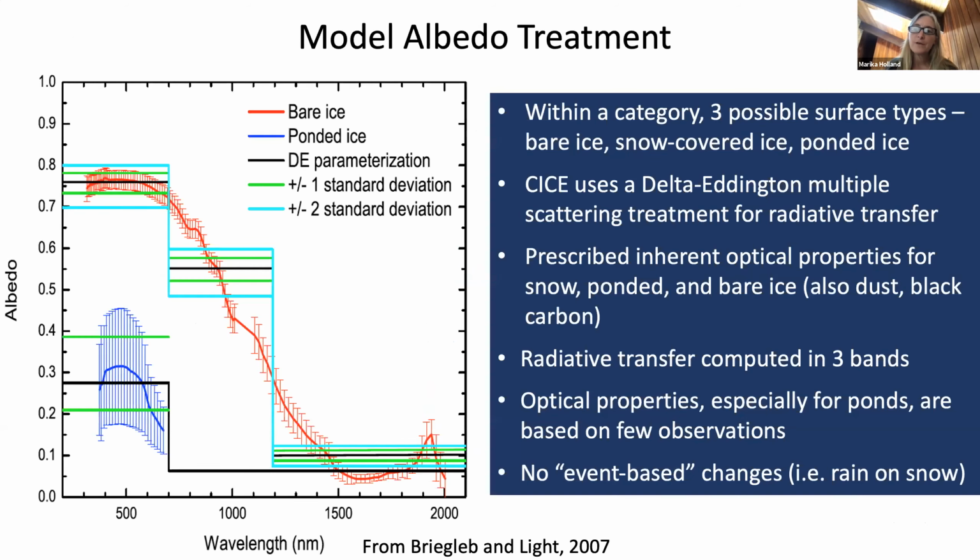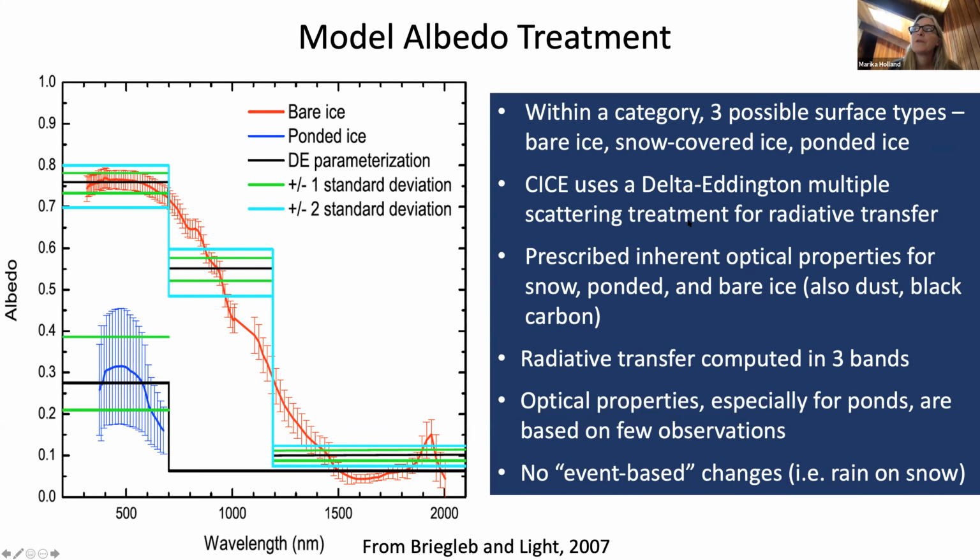In terms of the factors that we're trying to improve in the model, one of these is the treatment of the sea ice albedo. Within a category in the model, we can have 3 possible surface types: bare ice, ponded ice, and snow-covered ice. And we do a different radiative transfer calculation for each of those surface types for each ice thickness category. So that can be a maximum of 15 different radiative transfer calculations.